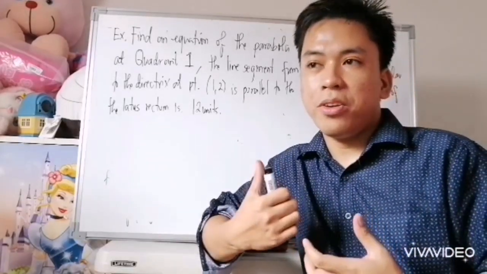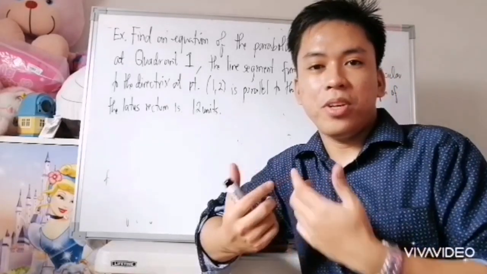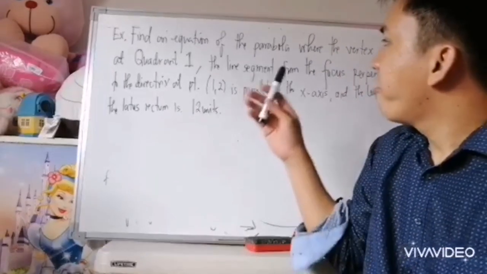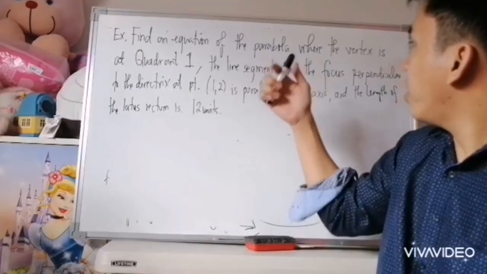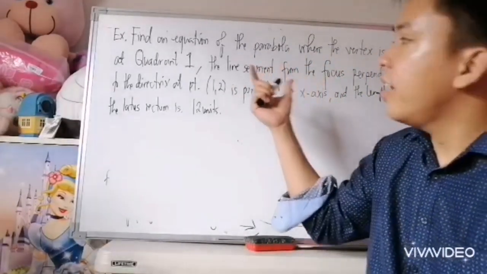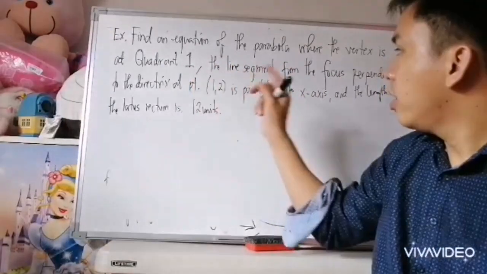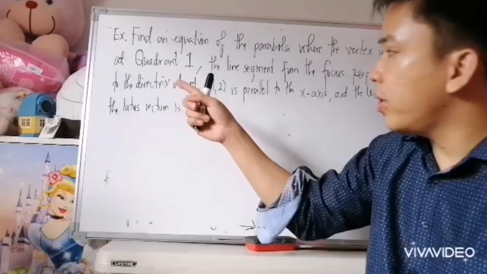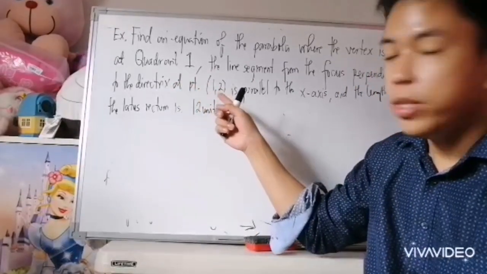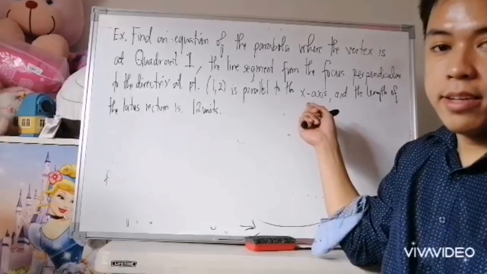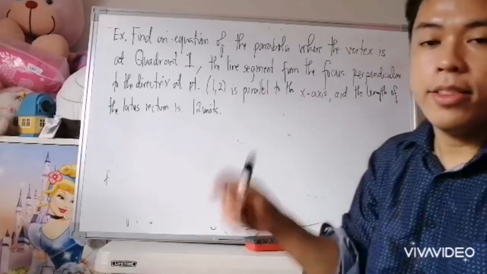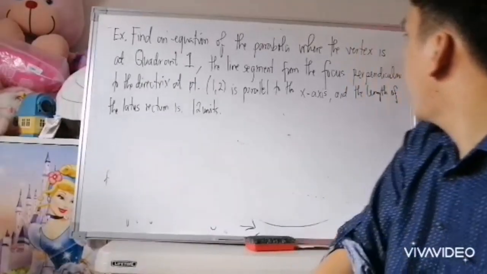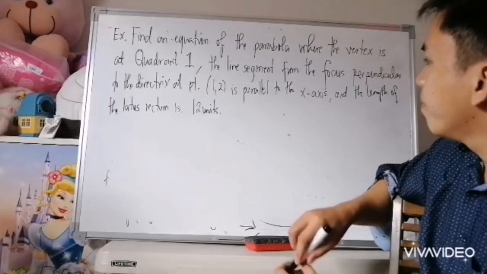I have considered putting this problem in the book I'm currently making. So this is the problem. Find an equation of the parabola where the vertex is in quadrant 1. The line segment from the focus perpendicular to the directrix at point (1, 2) is parallel to the x-axis, and the length of the latus rectum is 12 units. So how do we imagine that one?